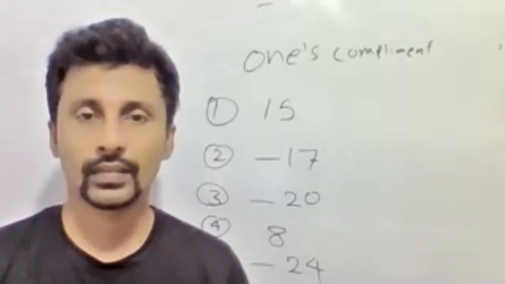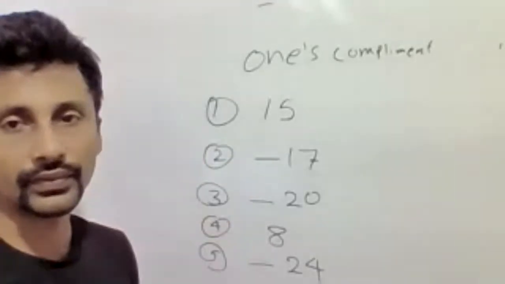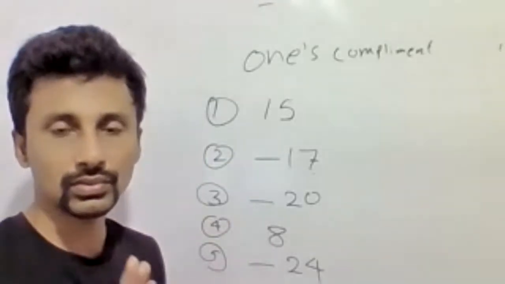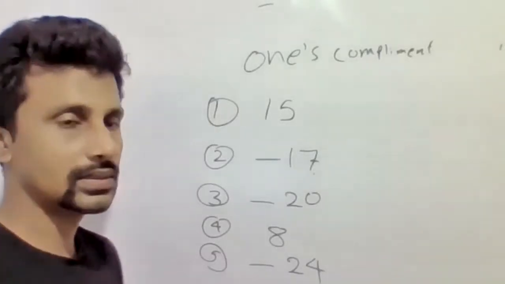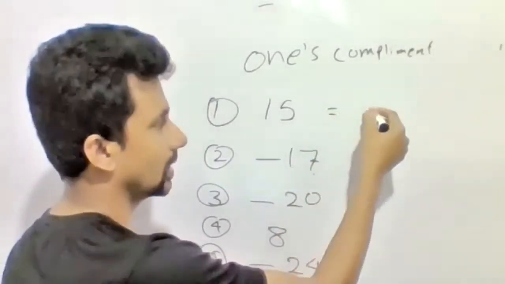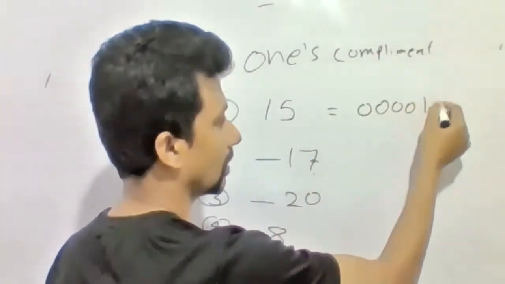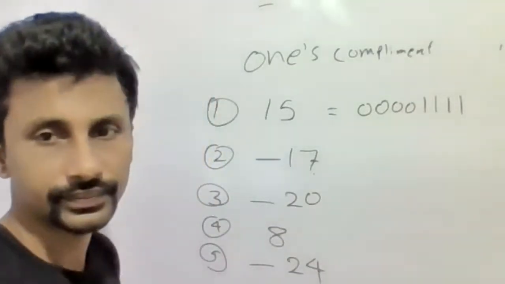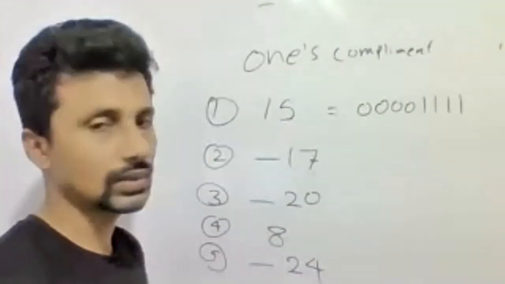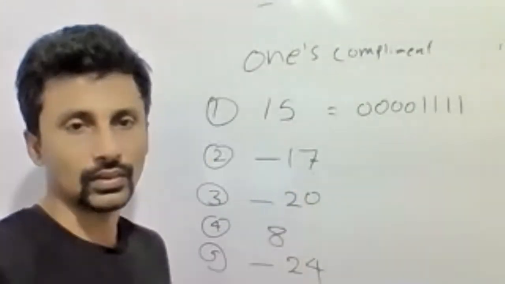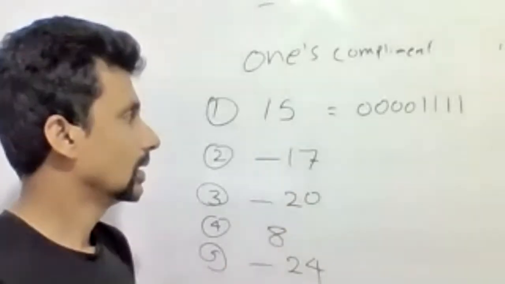Okay. Now here, 15. 15 is a positive value. So you don't want to flip the bits. Just represent it as a binary value: 0 0 0 0 1 1 1 1. That is the answer. Right? So you are not going to flip them. Don't flip them, just keep it.